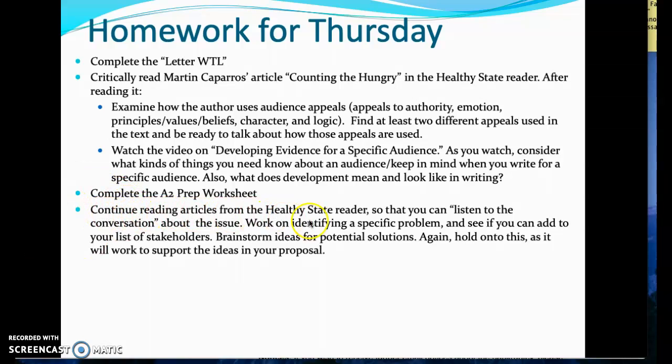And then continue reading articles from the Healthy State Reader so that you can listen to the conversation about the issue that you're thinking about writing for. And then work on identifying a specific problem and see if you can add to your list of stakeholders. So who could you address this paper to as you're thinking about the issue you're going to write about?